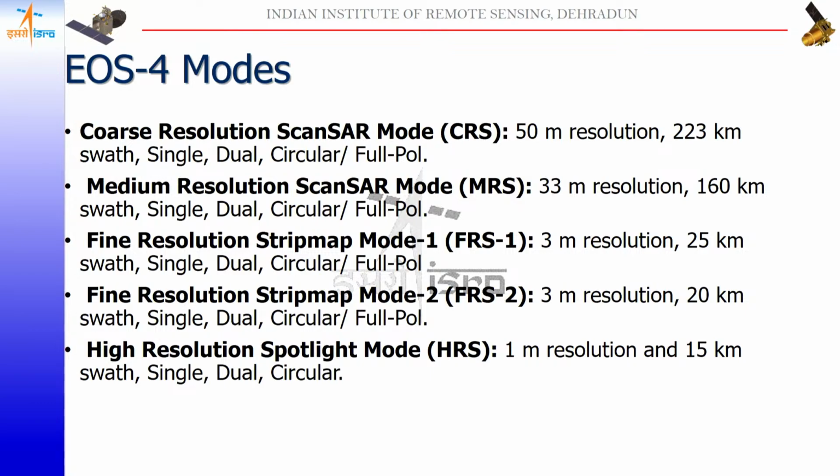modes. In the last lecture you may have seen the different modes like strip map, spotlight, and ScanSAR mode. Based on the mode, we have different resolution images. We have a coarse resolution of 50 meters, which is the CRS mode, a medium resolution of 33 meters, FRS-1 of 3 meters, and high resolution spotlight of 1 meter. So from a single SAR sensor we have multiple resolutions using different modes.